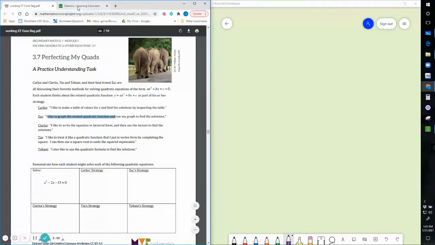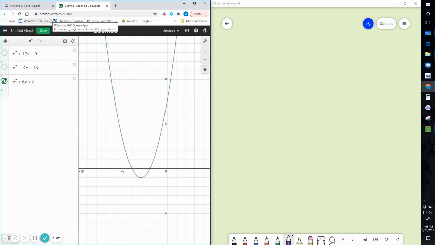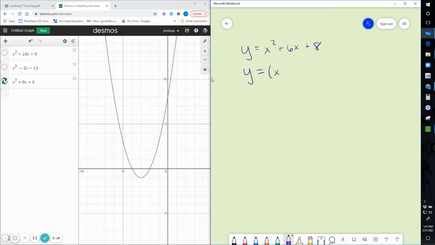Clarita wants to write it in factored form. So if the equation is factorable, then Clarita wants you to write it in factored form. Okay, so is this factorable? Well, does anything multiply to get 8 and add to get 6? What about 4 and 2? So here is one method. This is Clarita's method, and then she solved it that way, okay? So now she said, cool, -4, 0, and -2, 0. All right, so there's Clarita's method.